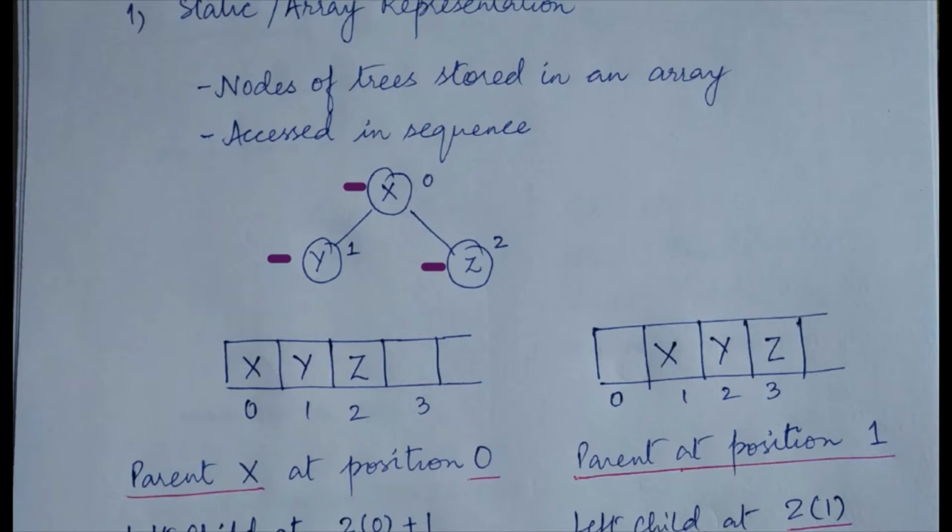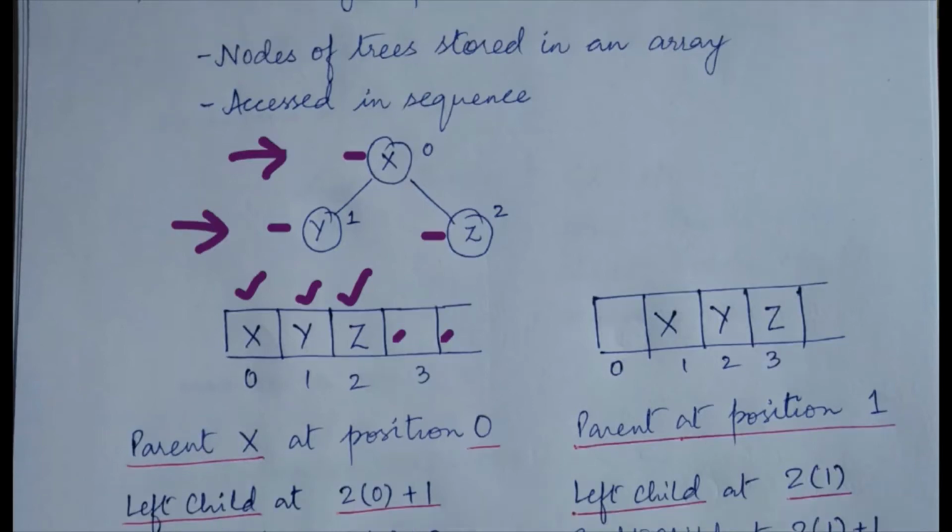If I store them level by level, first I store this level. In this level I only have x, so that goes in the first location. Then I move to the next level. I have two nodes y and z, and I put them in order y and z. As nodes come in the next levels, I'll keep adding them in the next locations.